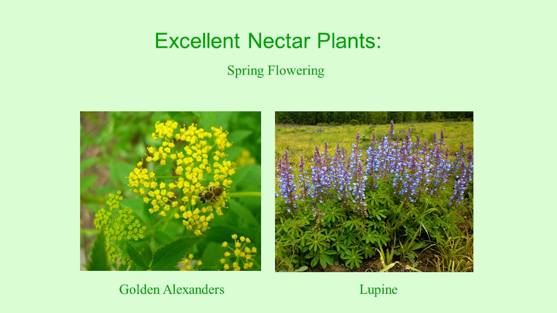And of course, on the right, you have the lupin, which is the host plant for one of the endangered butterflies, the garnet blue butterfly. But other butterflies will use it for nectar, and bumblebees just love the lupin flowers. So if you have a patch of lupin, you'll have lots of bumblebees.